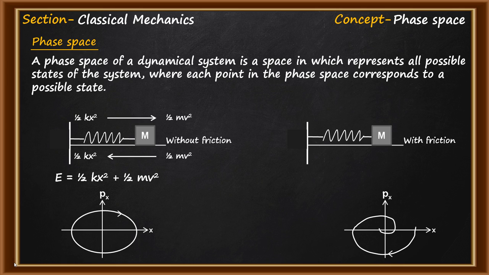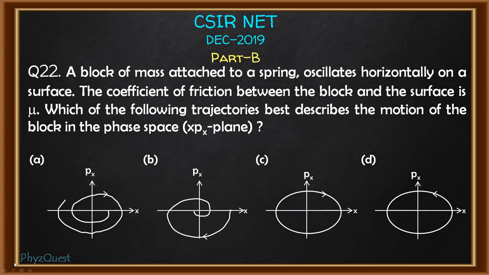So this will be our resulting plot. Now let's check the options. If you check the options, you can see that out of all the four plots, option B is matching with our answer. So the correct answer for this question is option B.